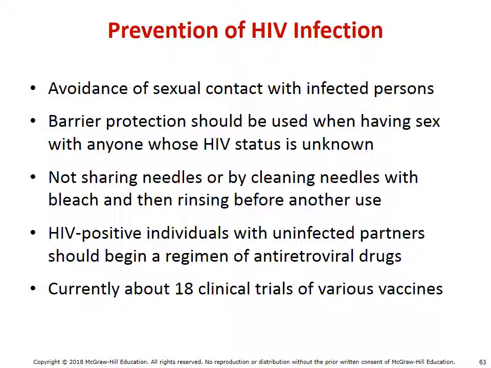So naturally, prevention becomes the thing that we're most concerned with. The best protection you could have is not having intercourse with someone that is infected. But barrier methods are also very necessary in having safe sex, period. So use of condoms and barrier methods is very, very important in decreasing the risk of HIV transmission. Not sharing needles or using clean needles is very, very necessary as well. HIV positive individuals with unaffected partners should begin a regimen of antiretroviral drugs to decrease the likelihood of transmission. And as I said before, there are huge amounts of vaccines currently in the works that could bring these numbers down significantly.